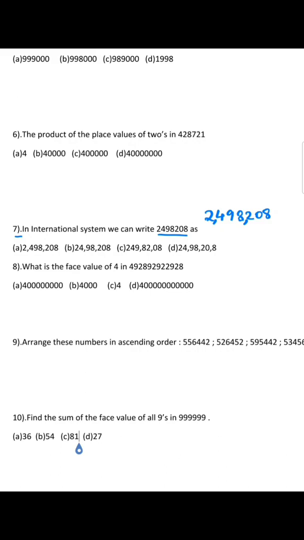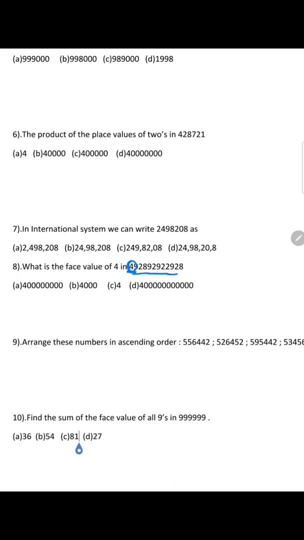If you see the first option, it is matching with our answer. So A is the right option for this question. The next question is, what is the face value of 4 in this number? If you see, the number is very big. But remember one thing. I told you that the face value of any number is the same. So if you see, 4 is located here in this number.